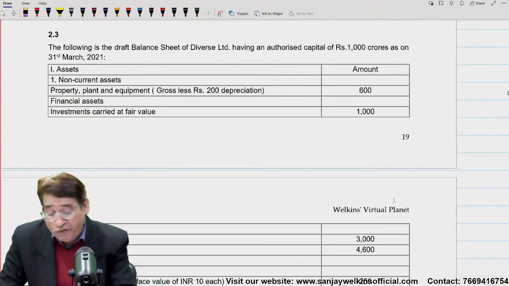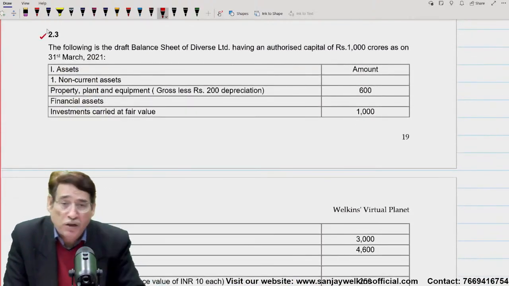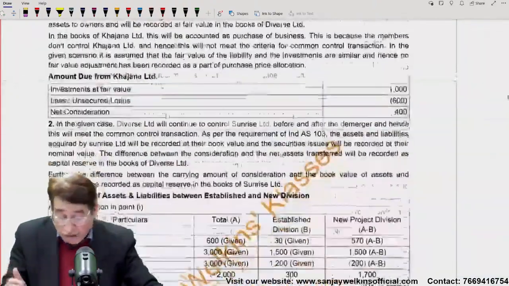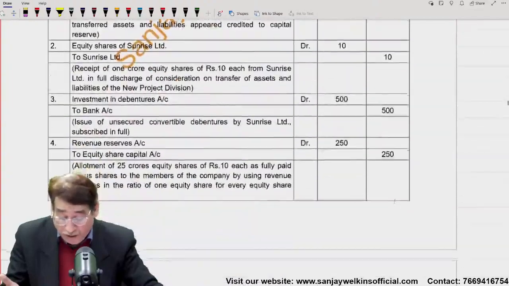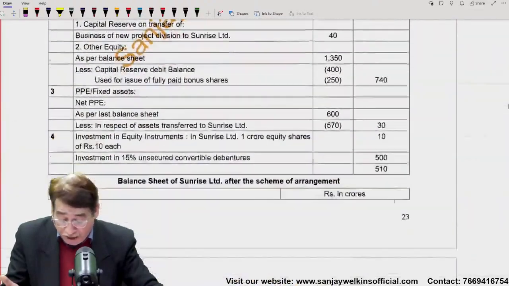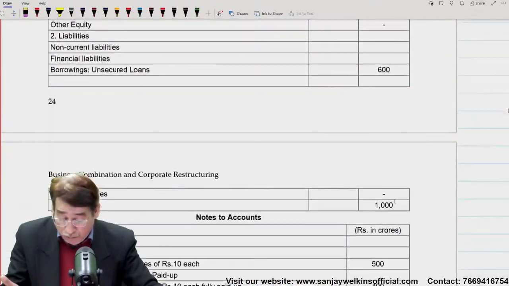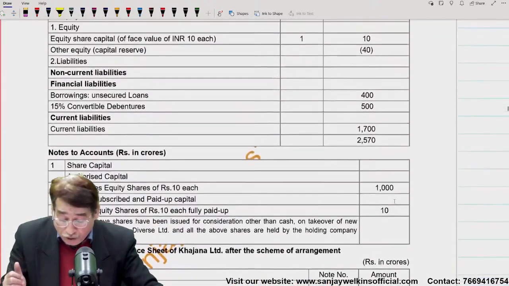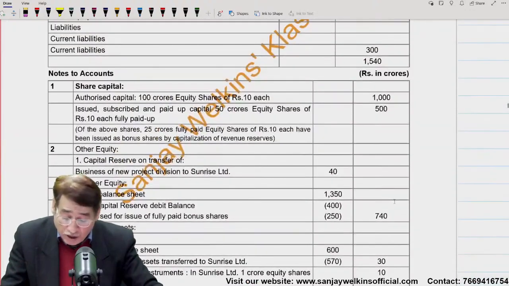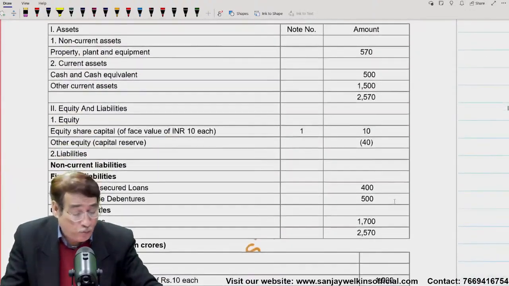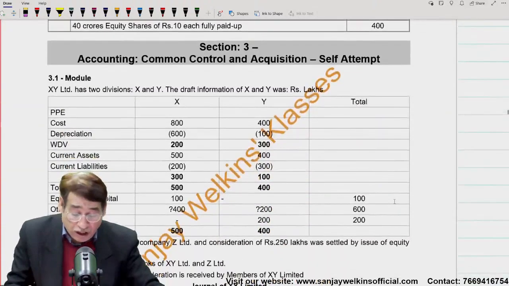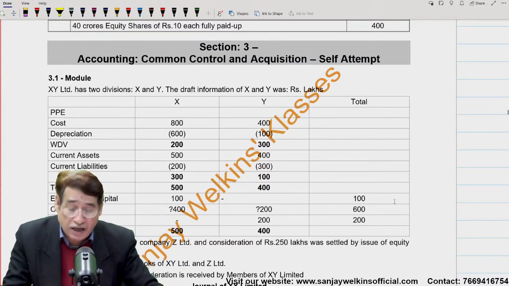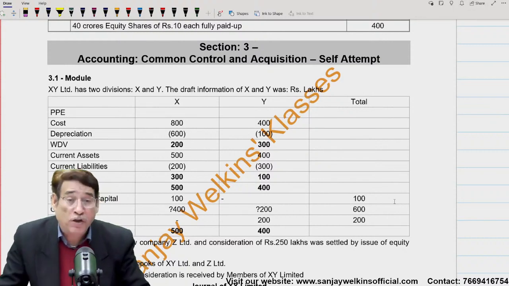In the next session when we meet, we are going to start with 2.3. It's a very heavy question and a pretty long question. We'll do that 2.3, and once we have done 2.3, honestly speaking, after that you should be in a position to do the next questions. After that, one more question was there which I will give you, but let me first of all do 2.3. And then, after that, we'll move over to the next section of this particular part. Yes, one more section I have attached here, Common Control and Acquisition Self-Attempt.